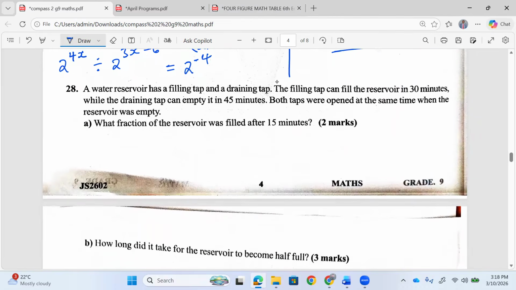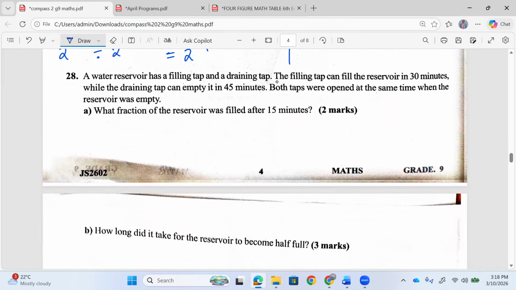Looking at number 28. Number 28, we are told that a water reservoir has a filling tap and a draining tap. Now, the filling tap can fill the reservoir in 30 minutes, while the draining tap can empty it in 45 minutes. Both taps were opened at the same time when the reservoir was empty. Part A, what fraction of the reservoir was filled after 15 minutes?